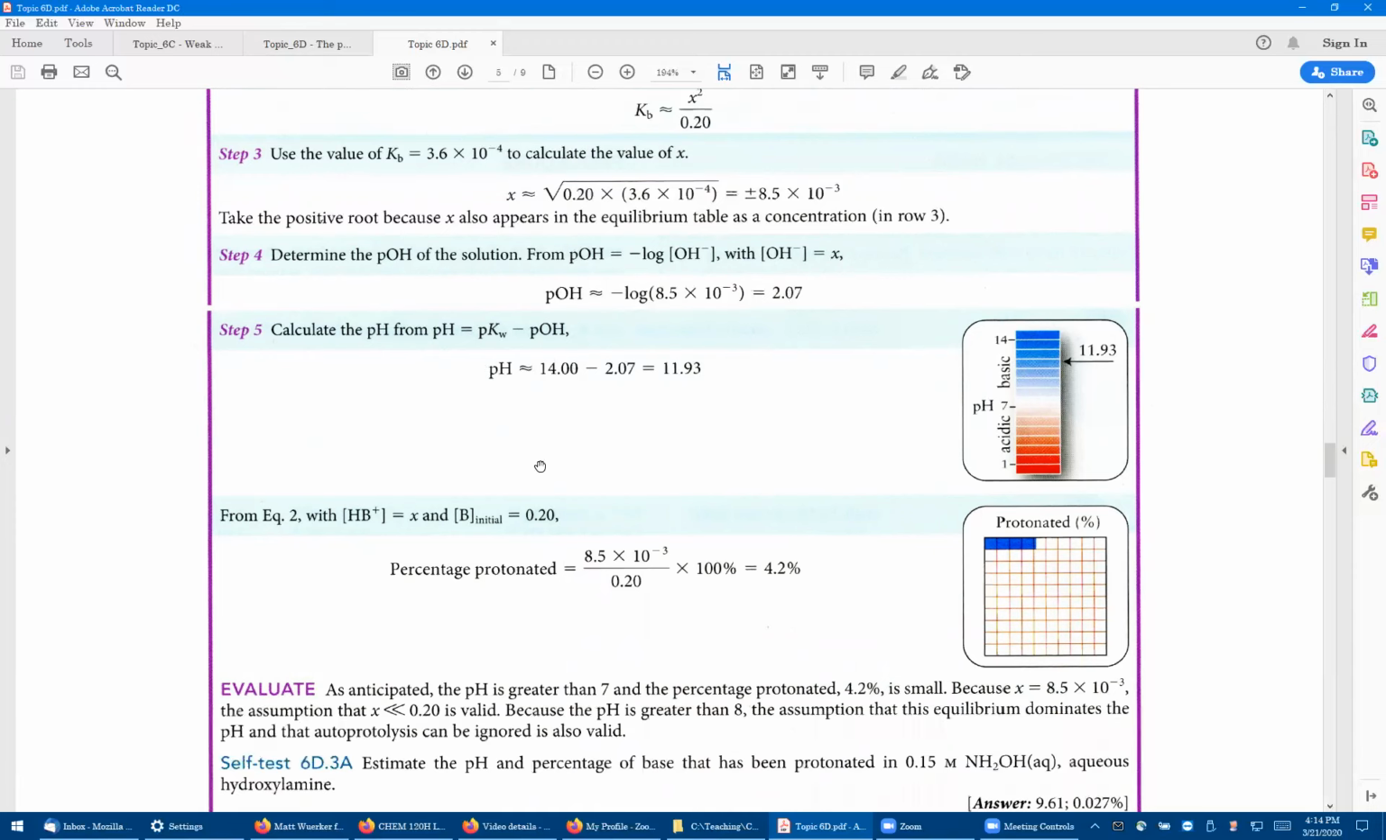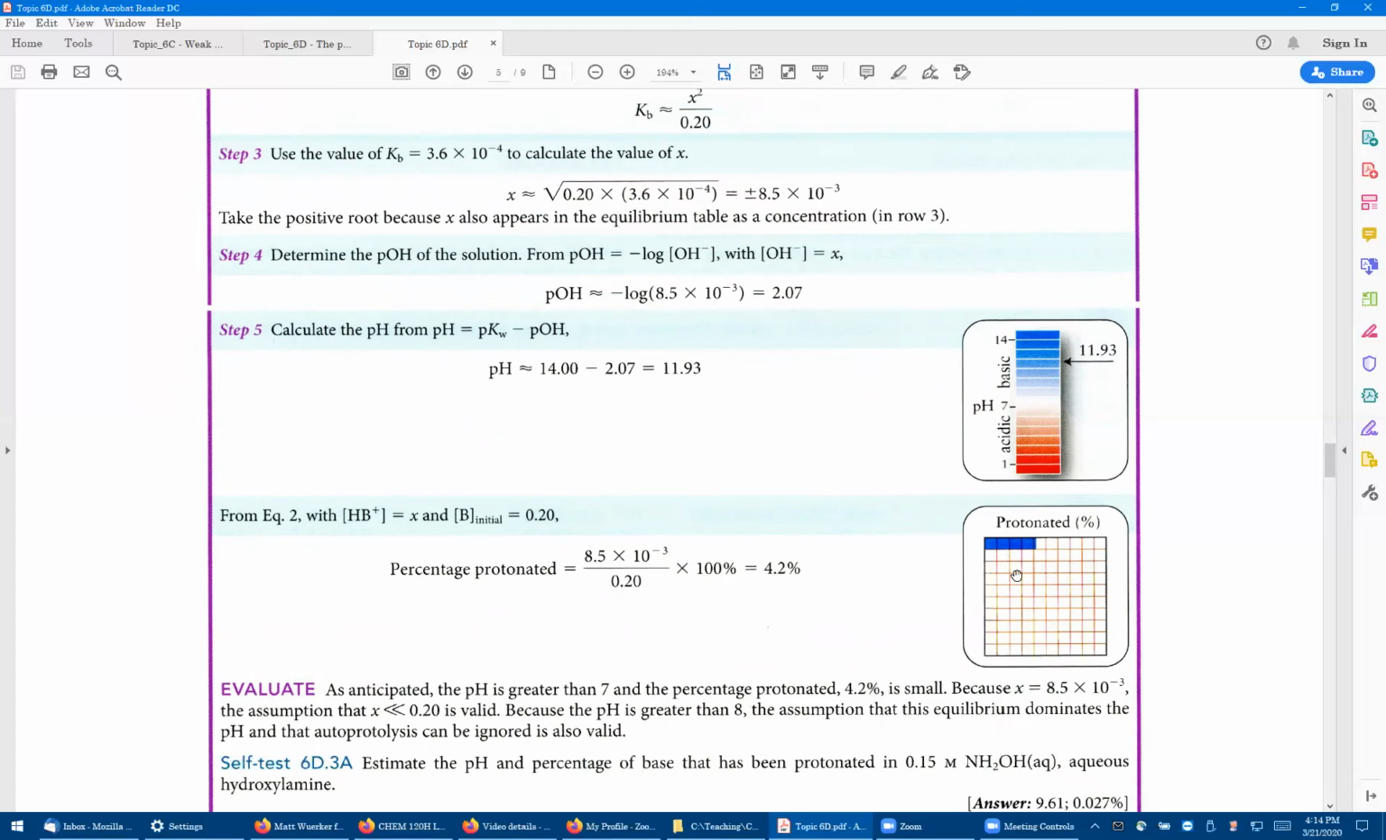Now, the percent protonation, just like we did for the weak acid, is the concentration of the OH- at equilibrium divided by the initial concentration, which is 8.5 times 10 to the minus 3 over 0.2, times 100%, which is 4.2%. And so the percent protonation is quite small.